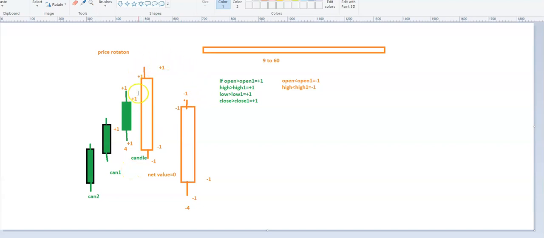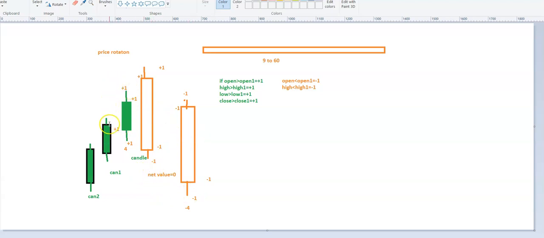Suppose the next candle formation is like that. The market makes a higher high formation and then closes with a lower low formation. In this case we have to see the open is greater than the previous candle open, that is +1. The high is greater than the previous high, so that means +1. The current candle low is lower than the previous low, that means -1. The close is also lower than the previous candle close, that means -1. The net value of this candle is called 0.